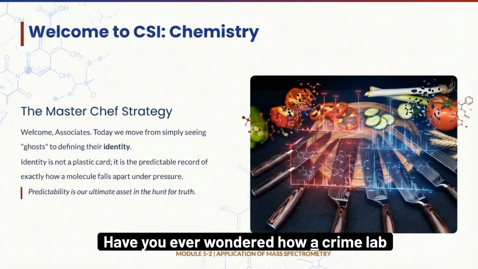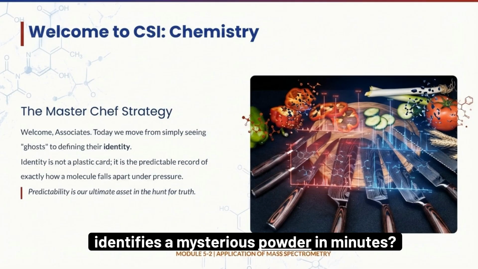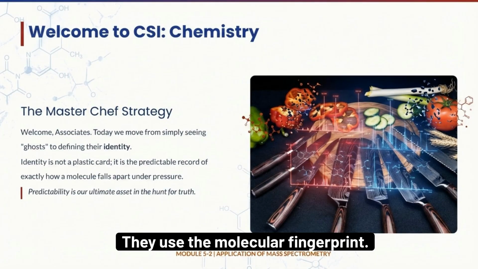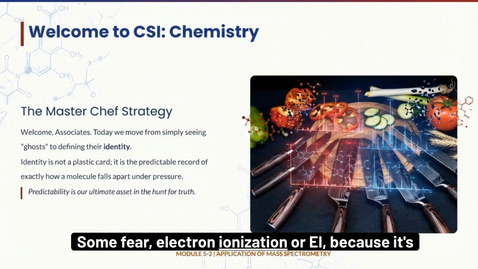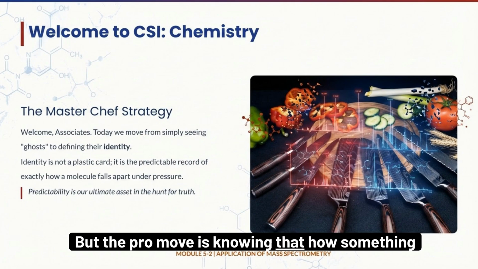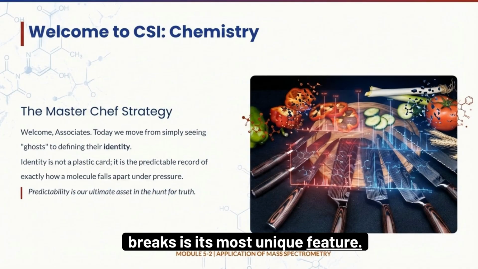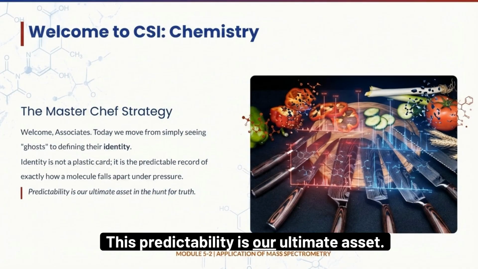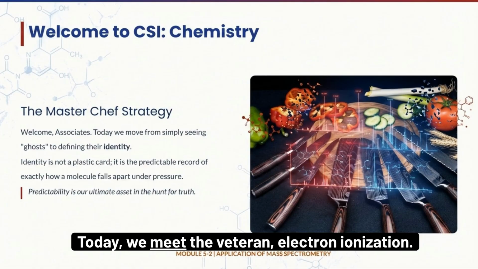In the world of molecules, this is the gold standard of identification. Have you ever wondered how a crime lab identifies a mysterious powder in minutes? They use the molecular fingerprint. Some fear electron ionization, or EI, because it's a hard ionization technique that breaks molecules. But the pro move is knowing that how something breaks is its most unique feature. This predictability is our ultimate asset. Today, we meet the veteran, electron ionization.